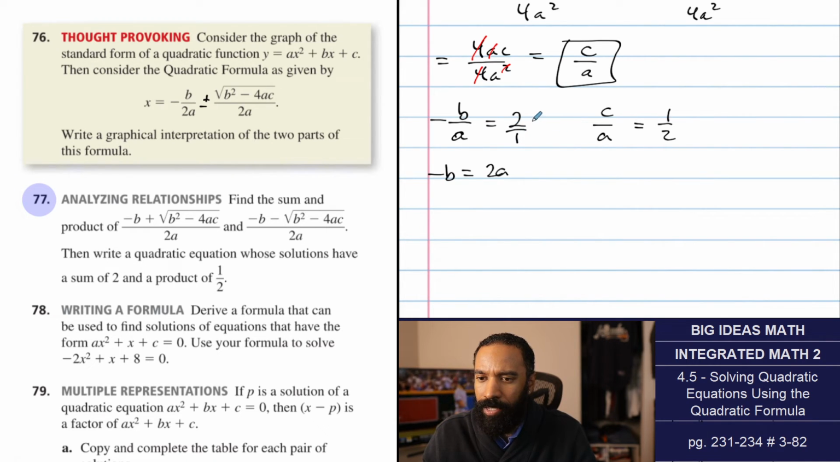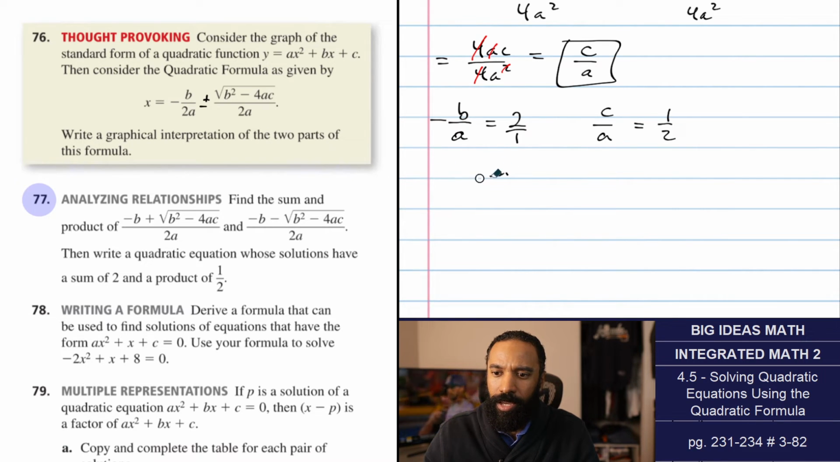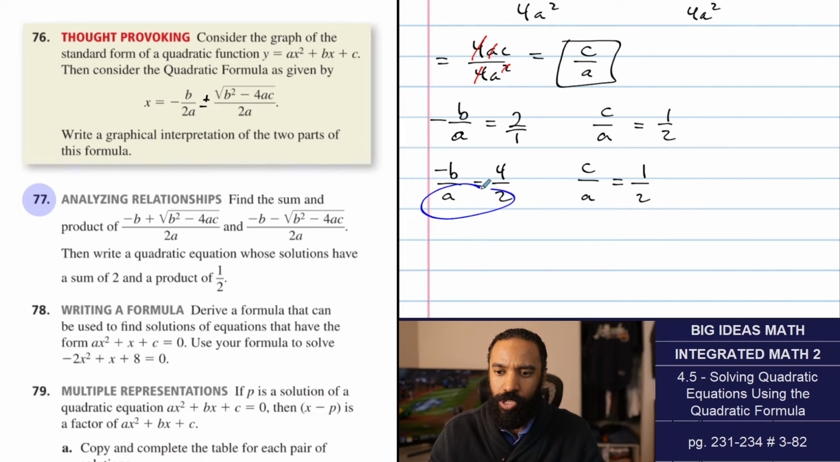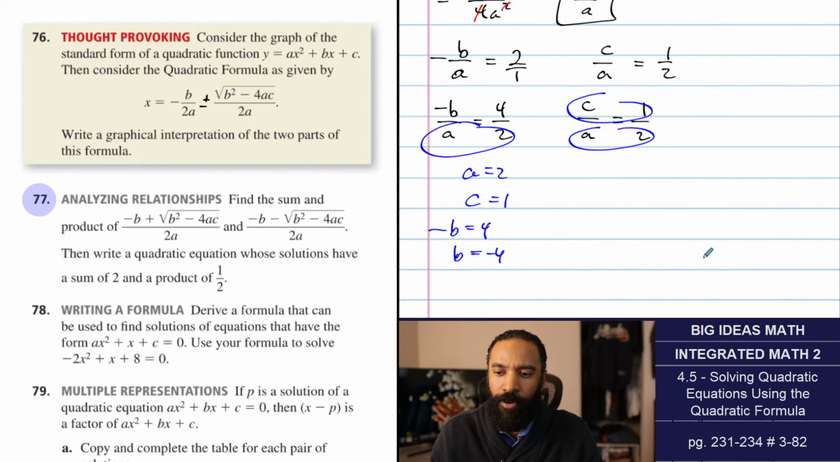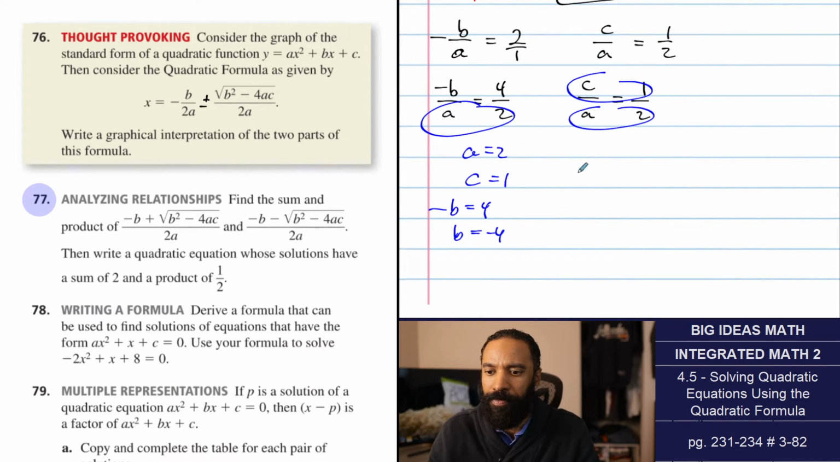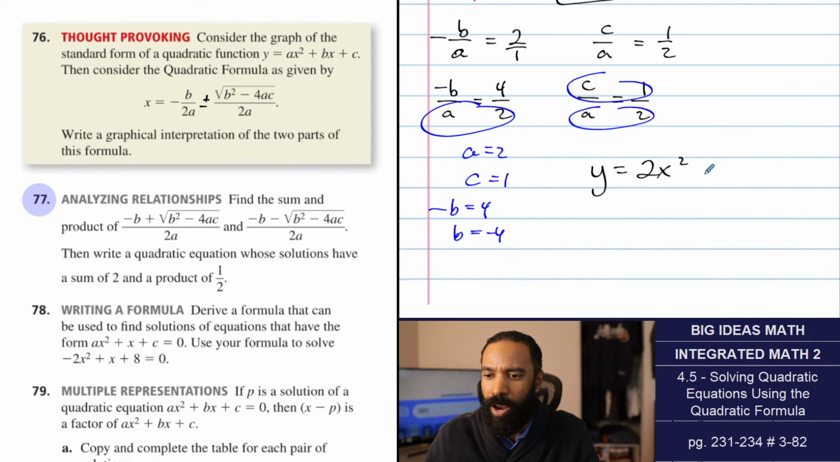Okay, this can be over 1. Okay, how about this? Let's grow this proportion. So it's negative b over a equals, let's call it 4 over 2. That way, when c over a equals 1 over 2, then I can let a equal 2. I don't know if I'm really doing this right, but a can equal 2. Boom. C can equal 1. And if negative b equals 4, then b equals negative 4. I don't know if that quite works, but I think it does for me. So if that works, then I'm going to have y equals 2x squared minus 4x plus 1.